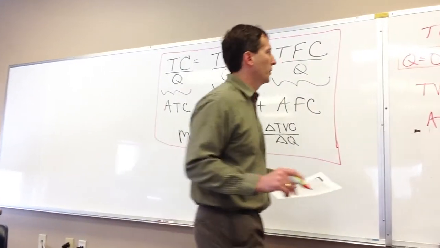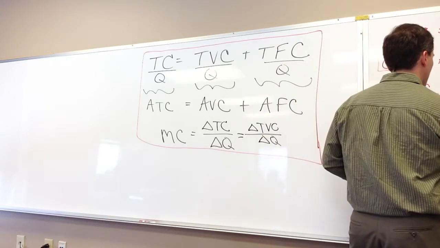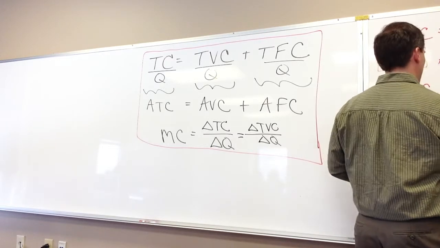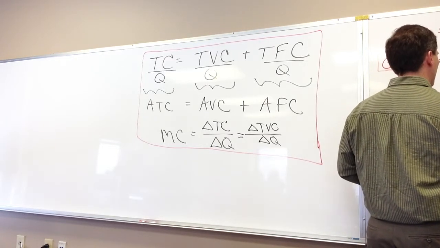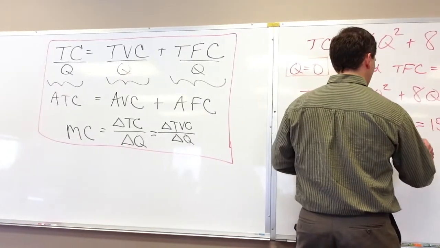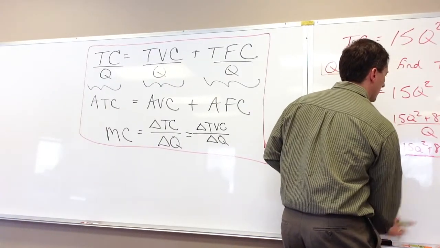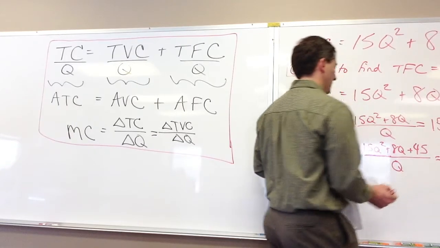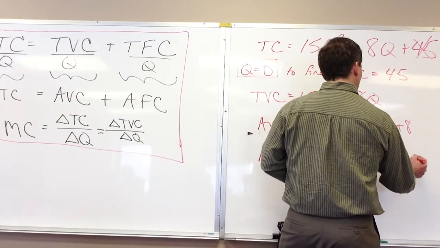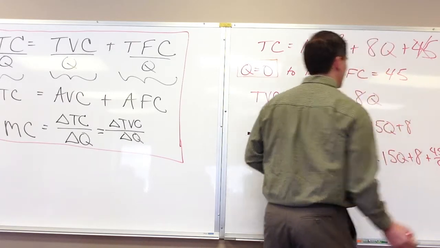Same thing for average total. Average total cost equals total cost divided by q. I'll just write this up here: 15q squared plus 8q plus 45 divided by q. That is 15q plus 8 plus 45 over q.